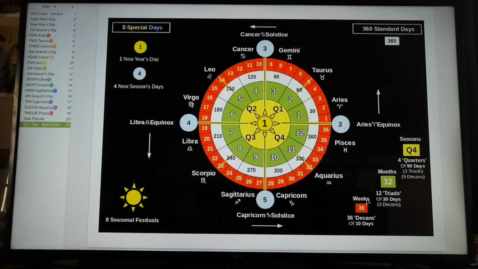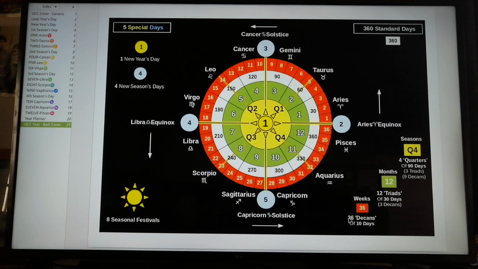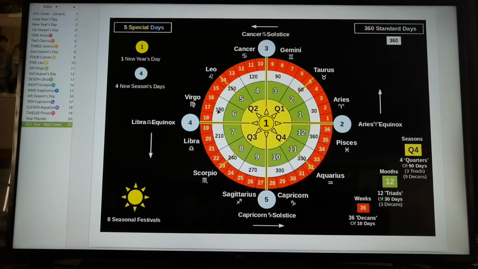So we don't have weeks of 7 days in the UCC. Instead we have 36 decans of 10 days. So dec is where we get decimal and decade and all these things to do with 10. That's from the Latin name for 10. So we have 36 decans of 10 days, and these are the ones in red here, making up the 360 standard days of the year. We've got 360 standard days shown in the white circle, okay?